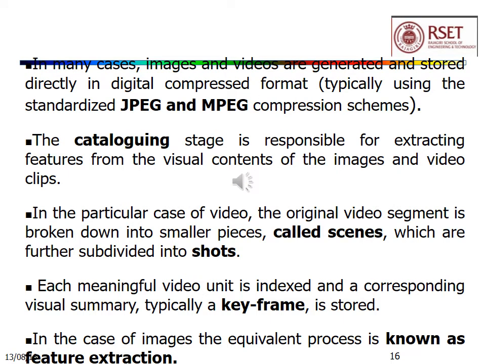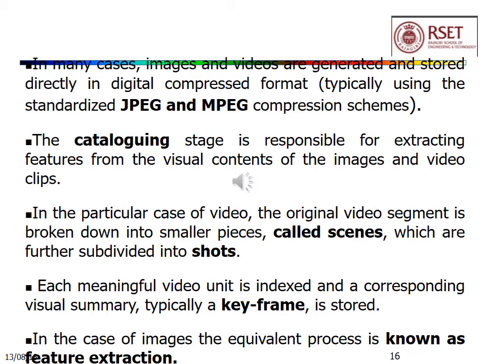Here I am explaining the working that I already explained. Images and videos are generated and generally stored in a compressed format, either JPEG or MPEG. JPEG stands for Joint Photographic Experts Group and is used for images, and MPEG is for video. MPEG is the Moving Picture Experts Group.